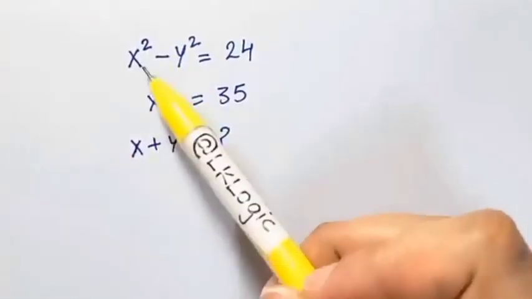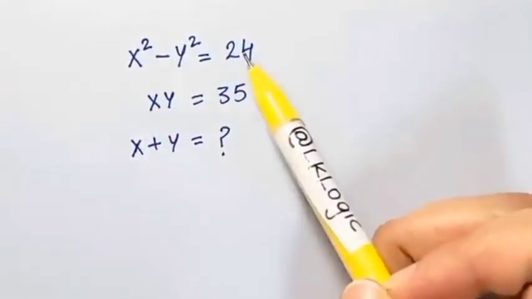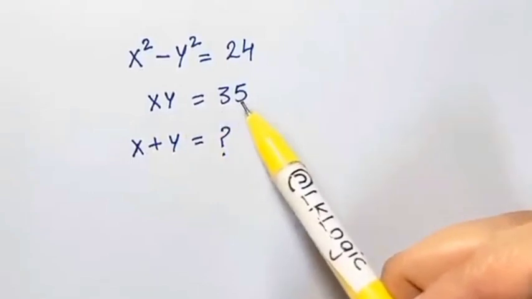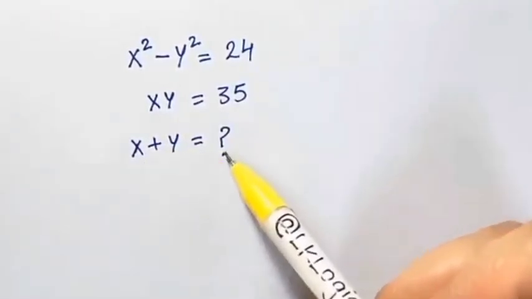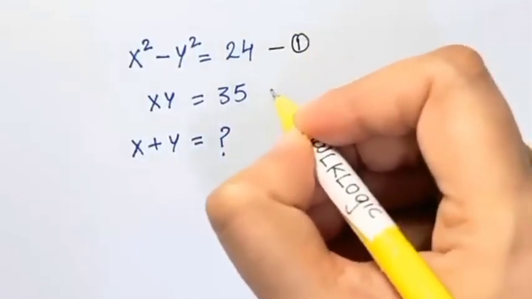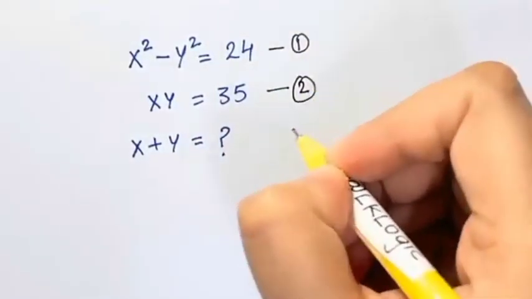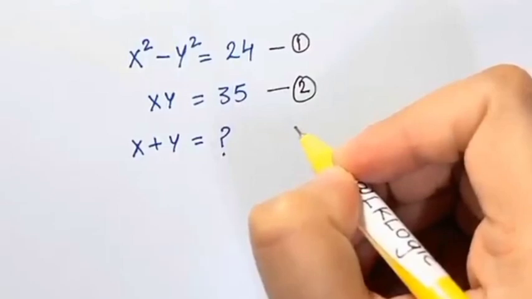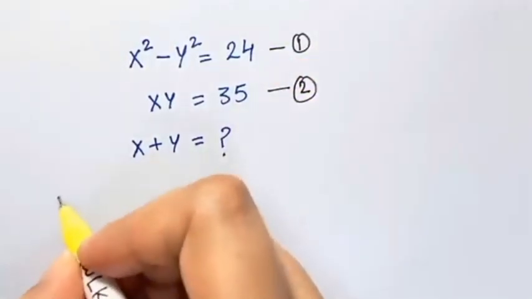Solve these equations: x² − y² = 24, xy = 35, and what is x + y equal to? Let this be equation 1 and this be equation 2. The first thing we are going to do is take equation 1.